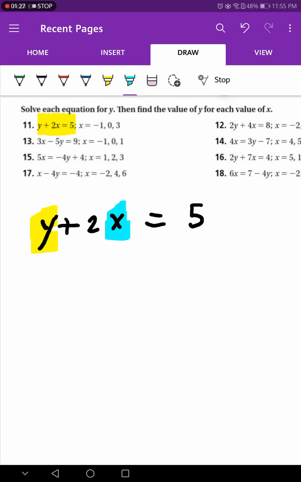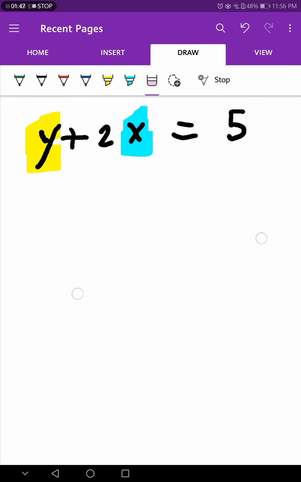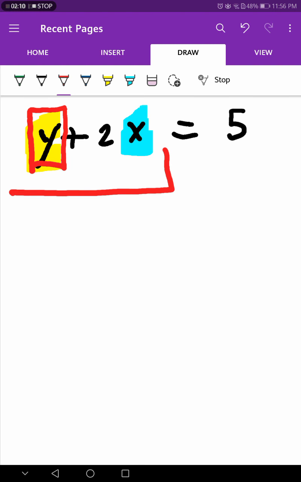But the question determines which variable you have to work on. What do we mean by work on? For example, solve each equation for y. That means you look at the equation and he asks you for y, so you have to make the y alone and happy on one side, and the rest of the terms on the other side. Whether y is on the left side or the right side is up to you.